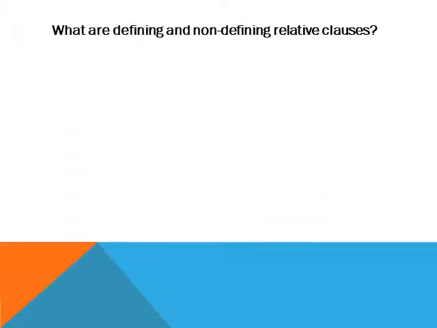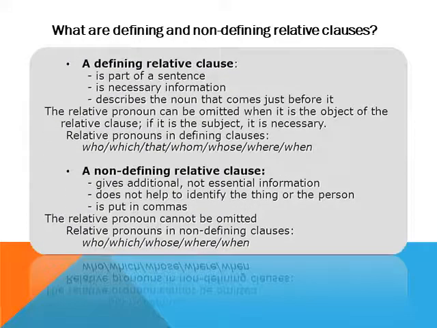What are defining and non-defining relative clauses? A defining relative clause is a part of a sentence. It is necessary information. It describes the noun that comes just before it. Relative pronouns in defining clauses are who, which, that, whom, whose, where, and when.